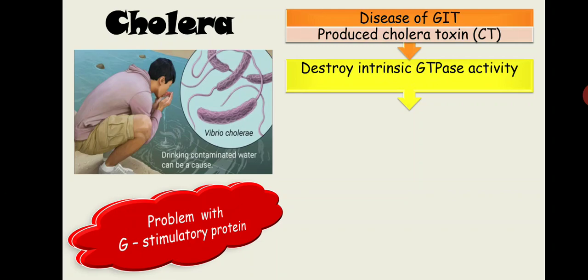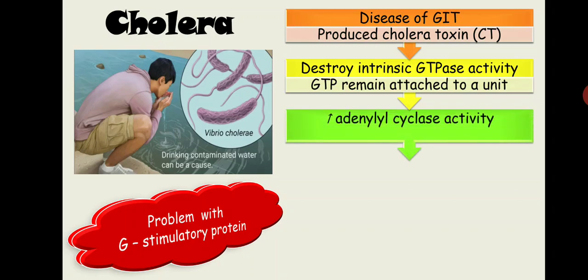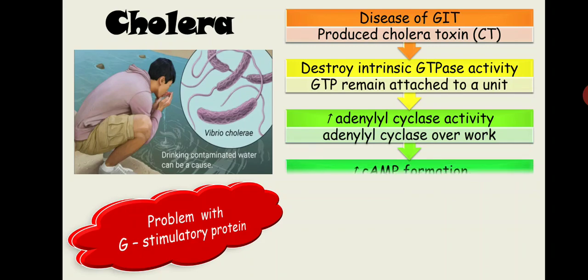In cholera, the GTP remains attached to the alpha subunit because the alpha subunit does not have intrinsic GTPase activity. So the alpha subunit is continuously activating adenylyl cyclase, so adenylyl cyclase gets overworked and increases cyclic AMP formation. So what happened in pertussis? In pertussis there is decreased inhibitory action, while in cholera there is increased stimulatory action.